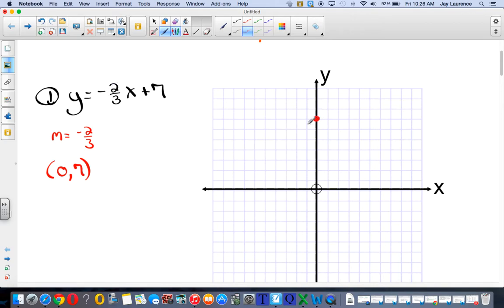And so I could plot (0, 7), and then I could rise and run. Rise -2, run 1, 2, 3. I could rise +2 and run -1, 2, 3. And then I can get my line.